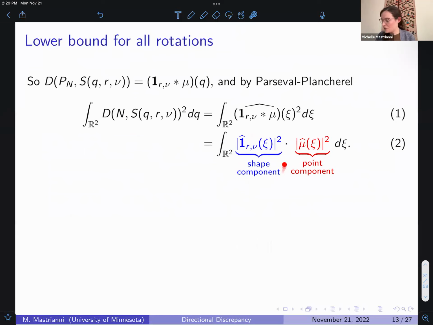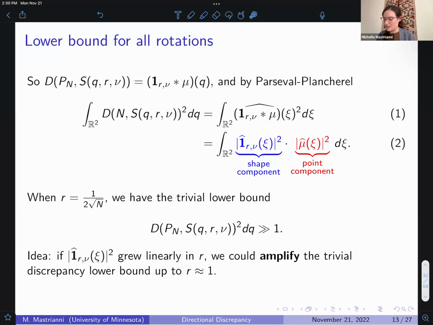as essentially the product of two Fourier transforms. And the first Fourier transform is entirely dependent on the underlying class of sets and has nothing to do with the point set. So I'm going to refer to that as the shape component sometimes. And then the mu hat is dependent on the discrepancy measure, which was only dependent on the underlying point set P, because it involved the sum of Diracs. And so this has nothing to do with the underlying class of sets, it's only dependent on P. So we've separated out the information of this problem into two components, the shape component and the point component.